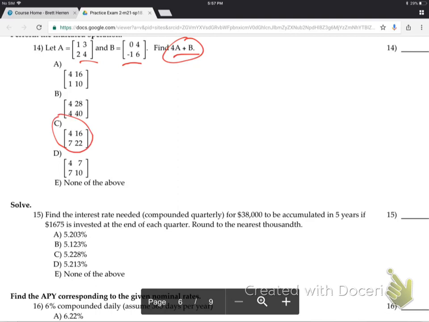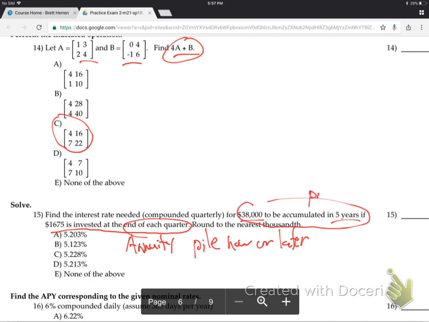Find the interest rate needed. Number 15. For $38,000 to be accumulated in 5 years if $65 is invested at the end of each quarter. So that means it's an annuity, right? It's an annuity. It's being done several times, not just once. Is the pile, the big pile, now or later? Future value, later, or now, present value? Which one is it? Find the interest rate needed for $38,000 to be accumulated in 5 years. That's the pile later, right? So later, that's future.